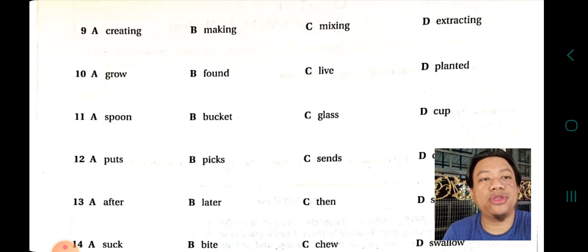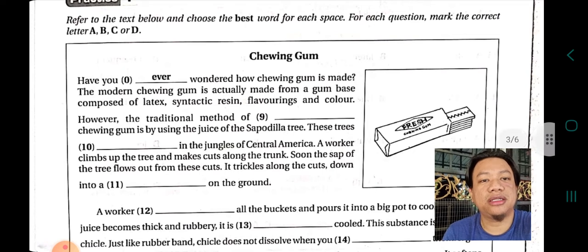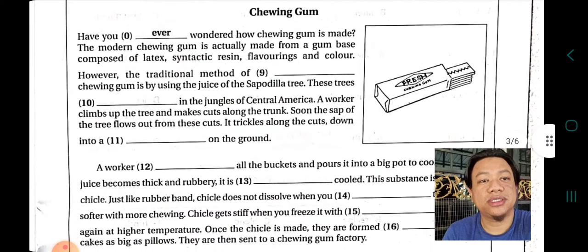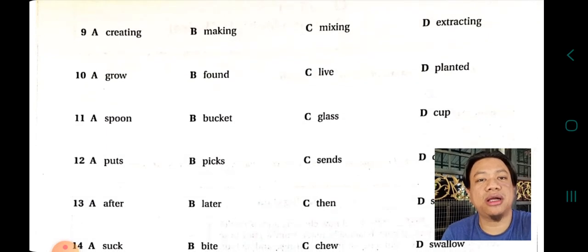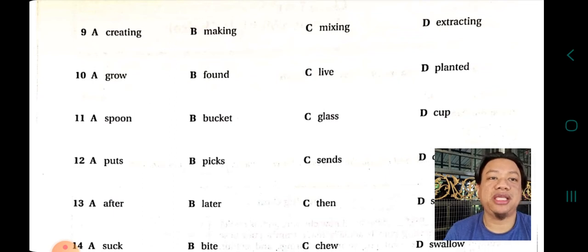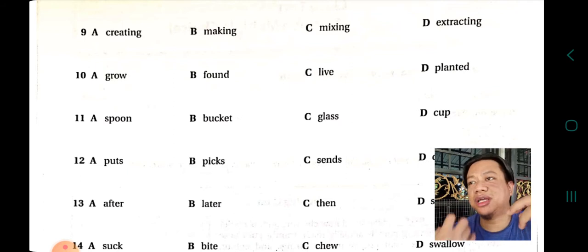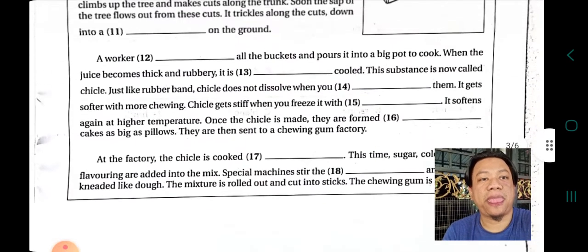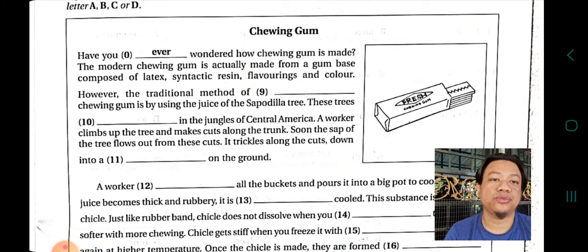Okay, so which one do you think is the most suitable answer? Okay, the traditional method of, is it creating, penciptaan, making, pembuatan, mixing lah, extracting maksudnya extract lah. Okay, so which one do you think is the most suitable? Of course, pembuatan lah, pembuatan chewing gum.